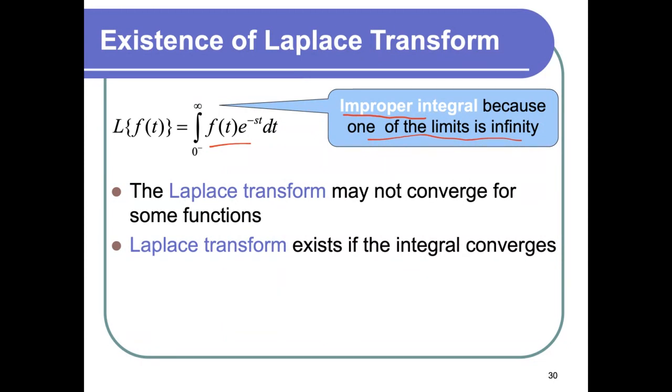So really, the Laplace transform may not converge for some functions. And the other fact is the Laplace transform exists if the integral converges. If f is unbounded, then you don't have a well-defined solution. So it's important to remember that because this integral is improper, we need to ensure that we can actually integrate before we do it. So luckily, there are some guarantees and some conditions that as long as you satisfy them, you know for a fact that the Laplace transform exists.